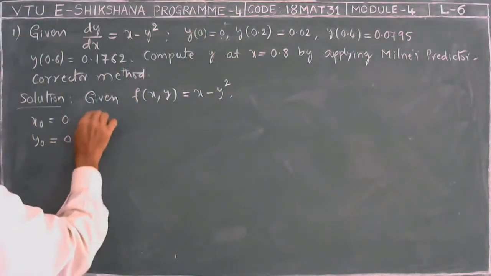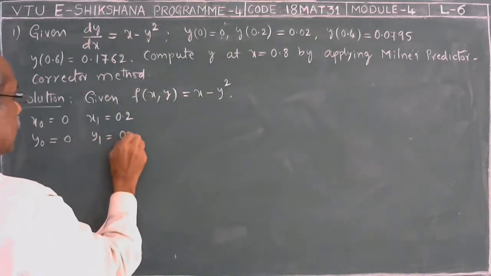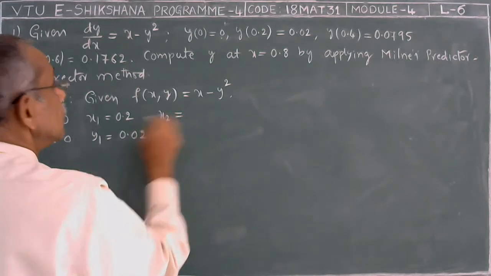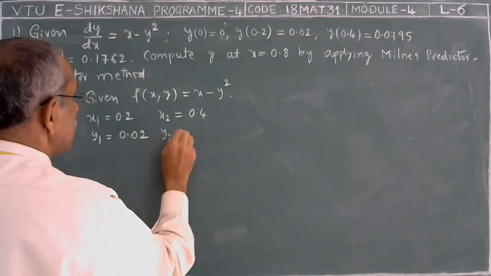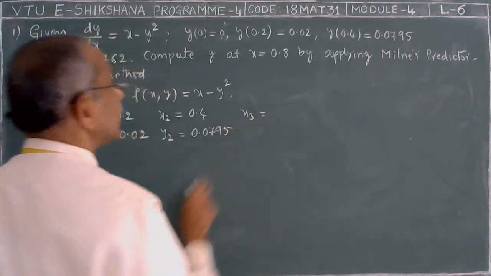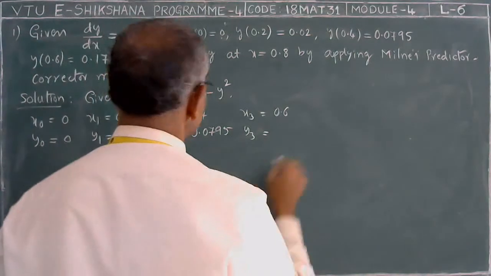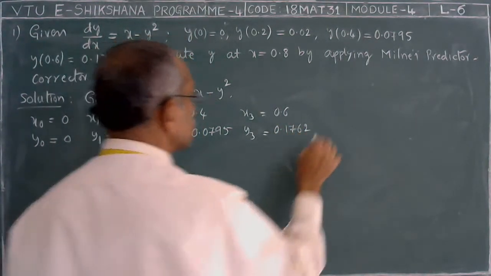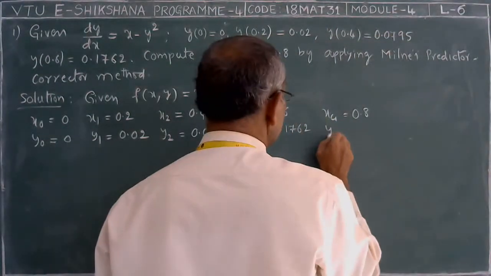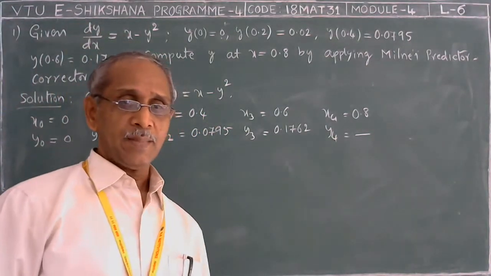Next value of x1 is 0.2, and corresponding value of y1 is given to be 0.0. Next, x2 is 0.4. The corresponding value of y2 is 0.0795. Then x3 is the next value, 0.6. Corresponding value y3 is 0.1762. Then x4 is 0.8, the next value of x, and we have to find out this value y4, that is the value of y at x is equal to 0.8, using Milne's predictor corrector method, or simply Milne's method.